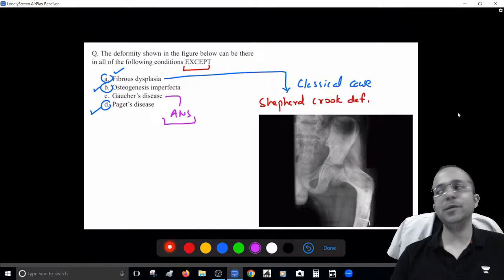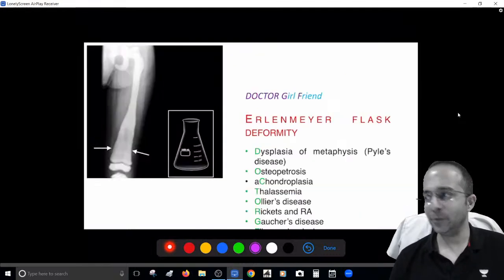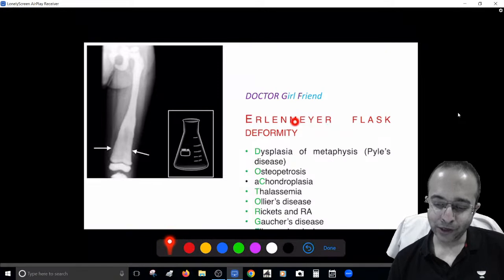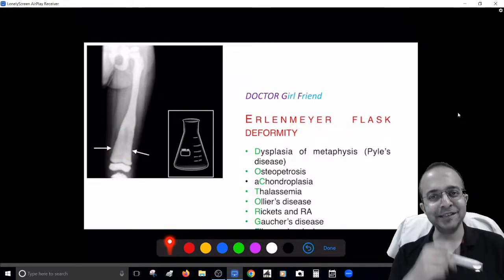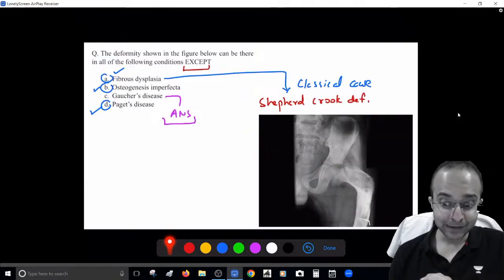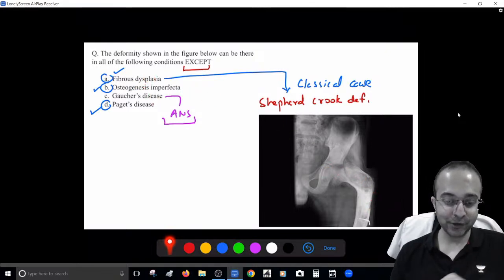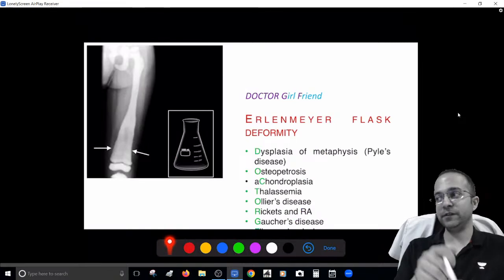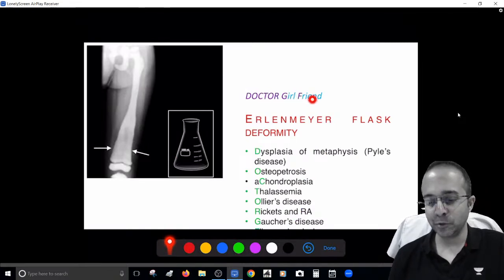So in Gaucher's disease you don't find this. Gaucher's disease, come on. What you find is the flask-shaped distal femur, Erlenmeyer flask deformity. I hope now you can recall. Perhaps you forgot by mistake, or I think you were just carried away that if this deformity is there, the diagnosis is fibrous dysplasia. But the question you did not read. It is where you don't find it: Gaucher's disease, because what you find in Gaucher's is Erlenmeyer flask deformity. So just a small mnemonic to share with you, a doctor girlfriend, that you should never have if you want peace in life.